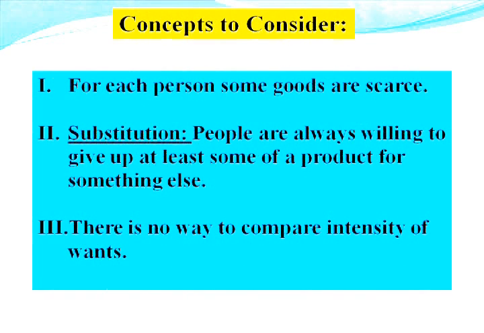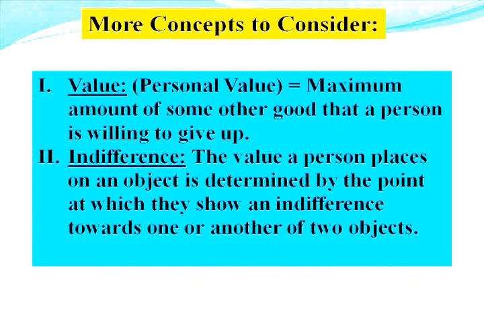Concepts to consider. For each person, some goods are scarce. Substitution. People are always willing to give up at least some of a product for something else. There is no way to compare intensity of wants. More concepts to consider. Value. Personal value equals maximum amount of some other good that a person is willing to give up.